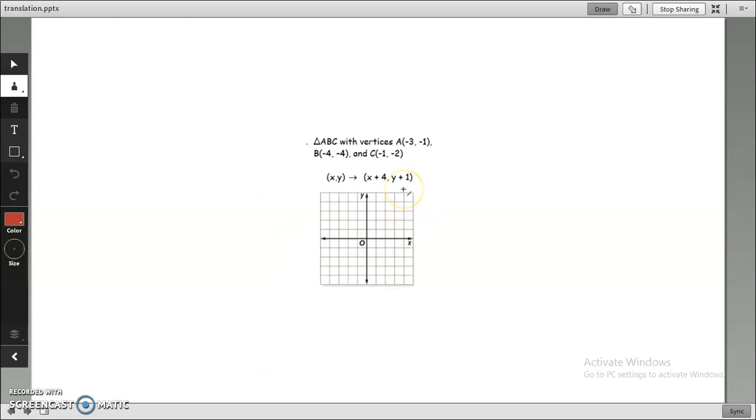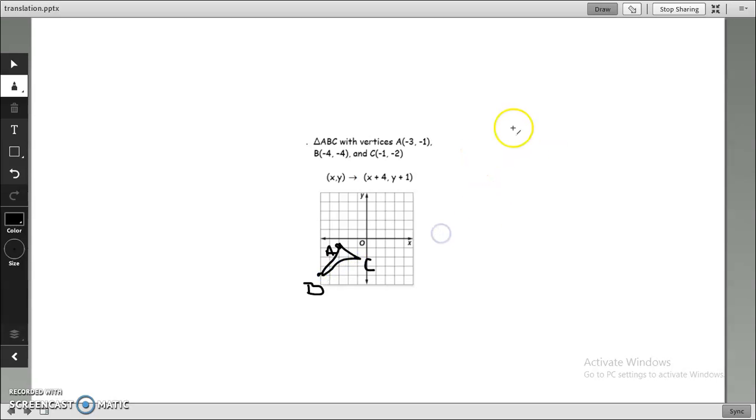So the last one. Let's make our triangle at negative 3, negative 1, excuse me. So this is A. B is negative 4. So we have 4, negative 4, 1, 2, 3, 4. And C is at negative 1, negative 2. So that's 1, 1, 2. And there's my triangle.